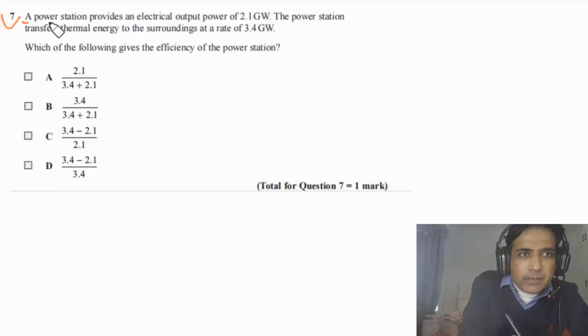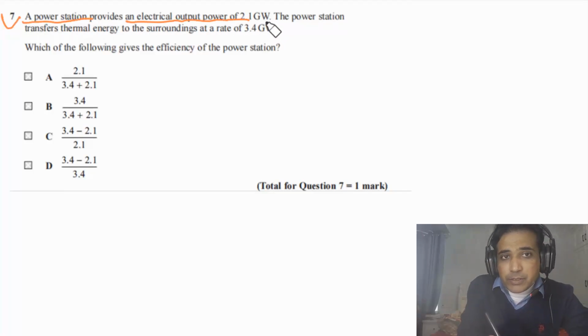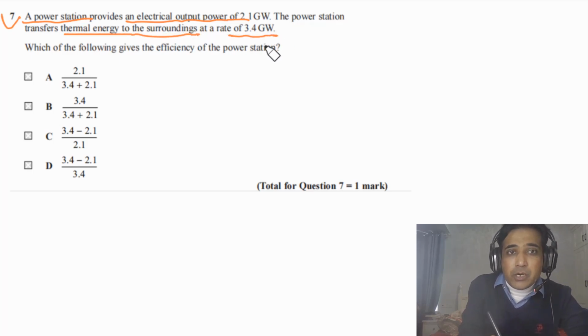Question 7 says a power station provides an electrical output power of 2.1 gigawatts. The power station transfers thermal energy to the surroundings at a rate of 3.4 gigawatts.